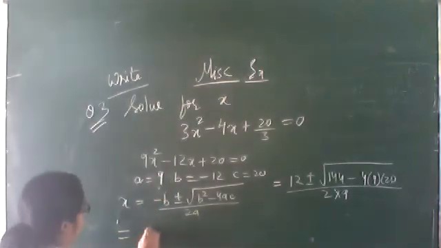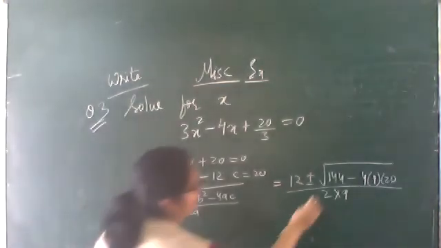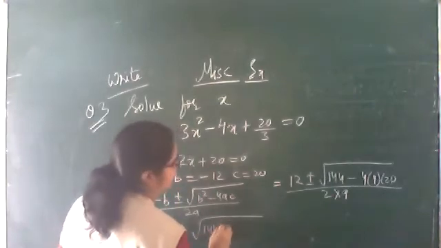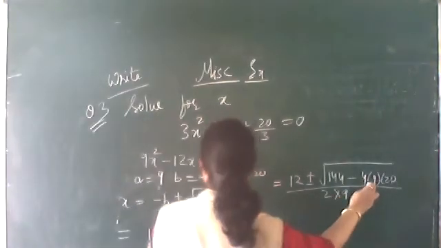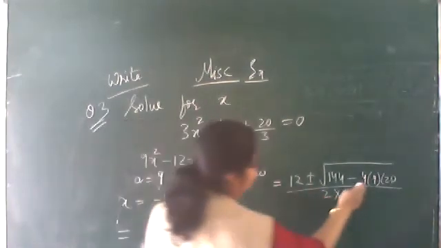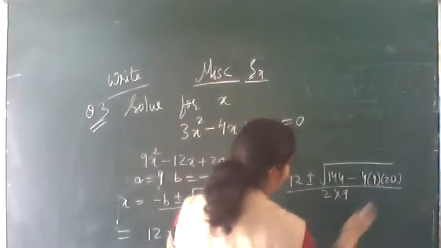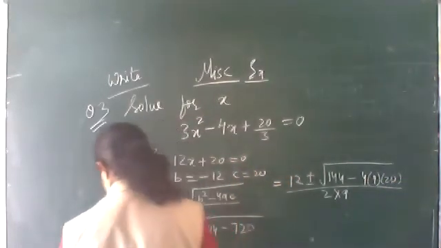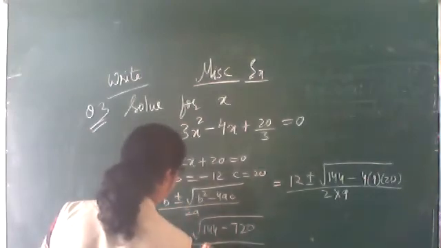We can write this as 12 plus minus. Now just see what we are having: 144 minus 4ac. 4 into 9 is 36, 36 into 2 is 72, so 720. It is 720 upon 18.